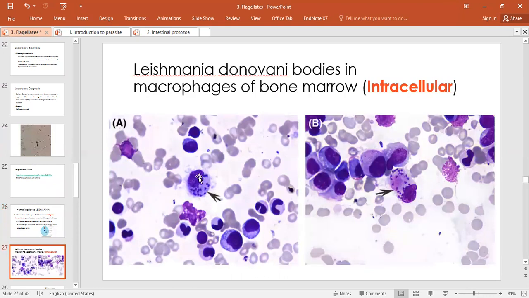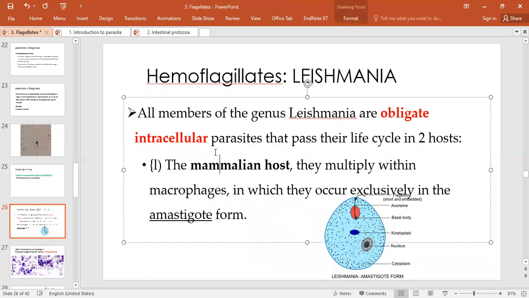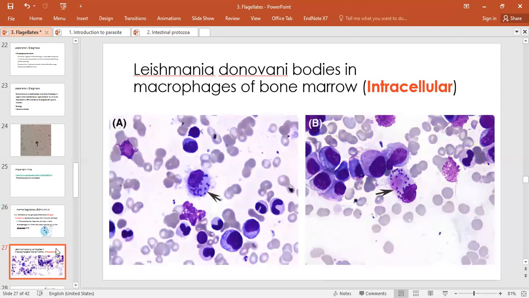Here is the amastigote form in a macrophage cell in the bone marrow. Here are the small amastigote forms inside the cell. So the amastigote form is found inside the cell. It is intracellular. It is found inside the cells of mammalian hosts.